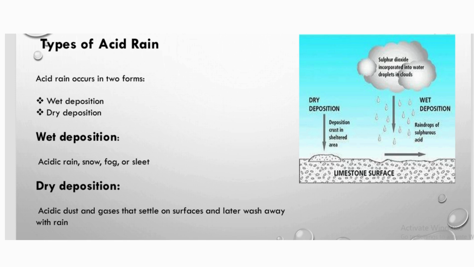So now there are the types of acidic rain. Acidic rain occurs in two forms: wet deposition and dry deposition. In wet deposition, the acid falls as rain, snow, fog, and sleet. In dry deposition, acid dust and gases settle on surfaces and are later washed away with the rain.